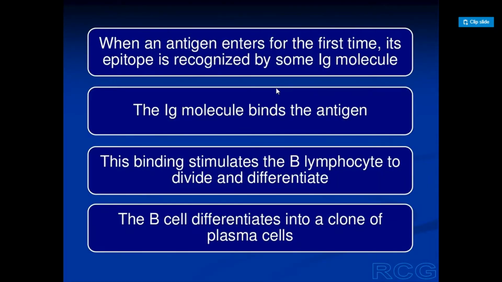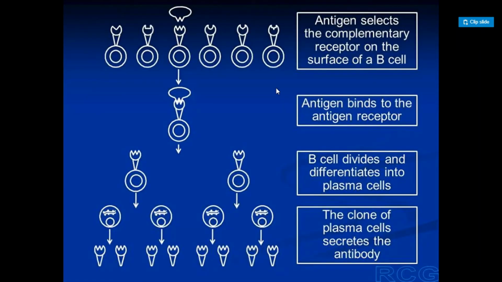When an antigen enters for the first time, its epitope is recognized by some of the immunoglobulin molecules, and these Ig molecules bind to the antigens. After this binding, the B cells are stimulated to divide and differentiate. The B cell differentiates into clones of plasma cells, and these plasma cells release further more of these types of antibodies.